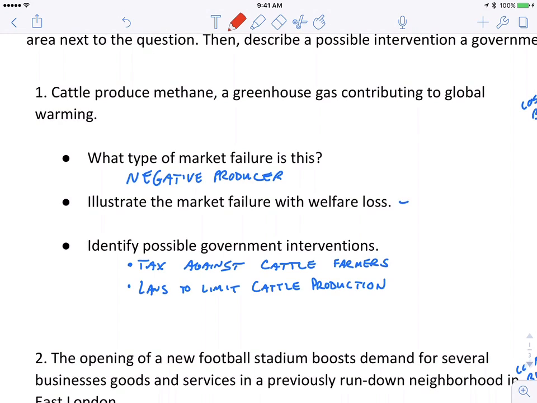The first question is about cattle producing methane, which is a greenhouse gas. This is a negative producer externality. The consumers aren't the ones creating the social cost to society, it's the producers. We'll see the graph here in a second, but possible ways for the government to intervene: you could tax the cattle farmers, or you could create laws to limit cattle production.